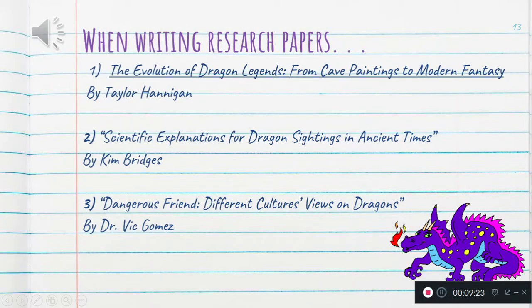So here are the three sources we're going to talk about. First one, The Evolution of Dragon Legends, is the one we've talked about before. It was a good source, so we're looking at it again. The second one is an article called Scientific Explanations for Dragon Sightings in Ancient Times. And our third source is Dangerous Friend, Different Cultures' Views on Dragons. We're going to look at these sources, read them, pull out the important pieces, and see what those important pieces say that each individual source does not say by itself.